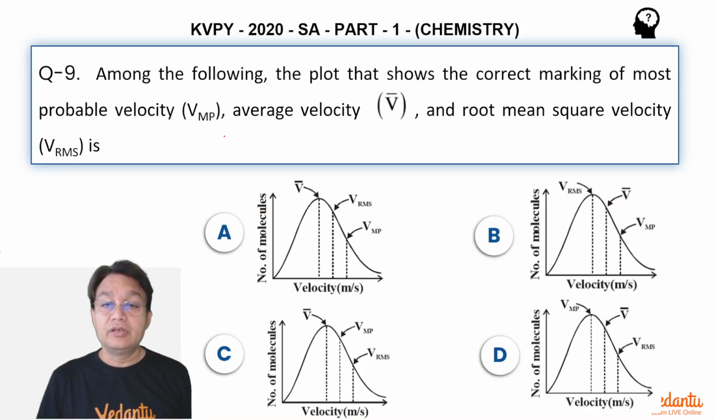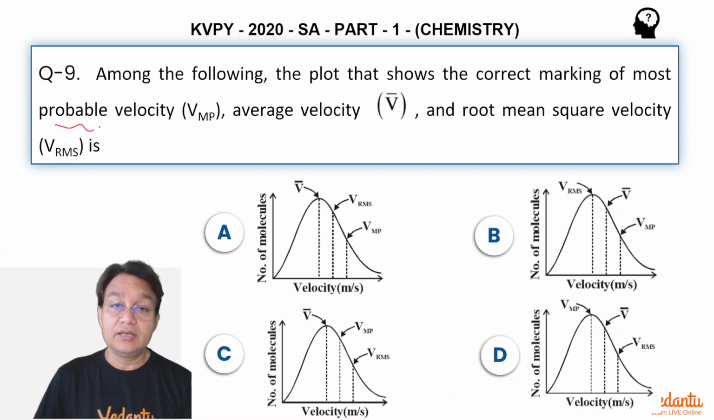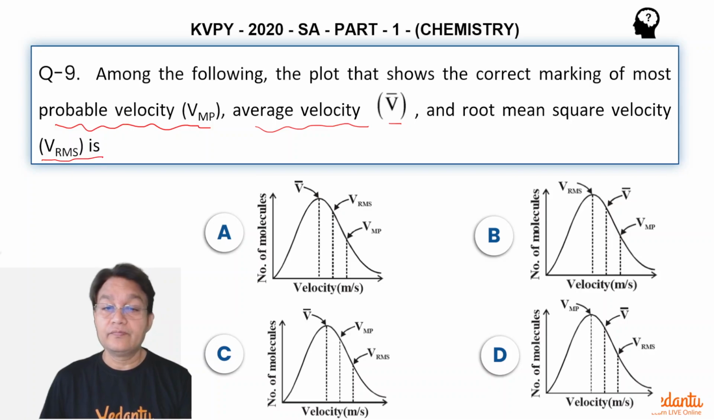Here's a question which belongs to Maxwell-Boltzmann distribution or kinetic theory of gases. Among the following, the plot that shows the correct marking of the most probable velocity VMP, average velocity V, and the root mean square velocity VRMS is what? So it's a straightforward knowledge-based question, although we could not go very deep into this. But let's see option number one.